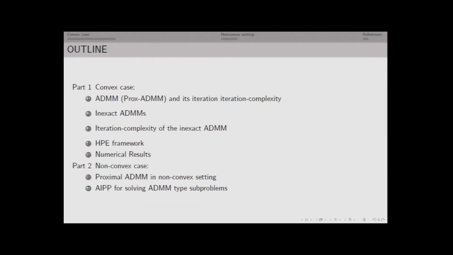So I'm going to try to discuss two parts of the talk. The first one is going to be about convex problems, and the second part is going to be about non-convex problems. But I'll give more emphasis to the first part. Okay.